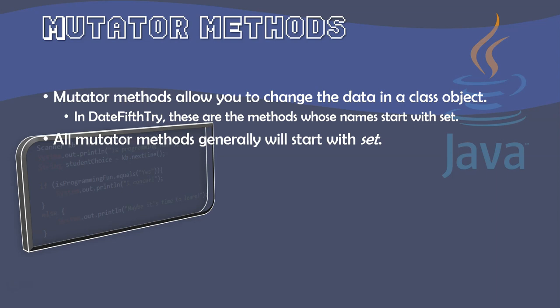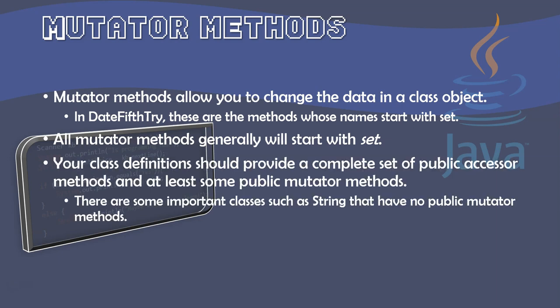So setting the name, setting the age, setting the whole object. Therefore, our class definitions should provide a complete set of public accessor methods and at least some public mutator methods, depending on what we want to give access to. Now, there are some important classes, such as String, that have no public mutator methods, and there are reasons for that.